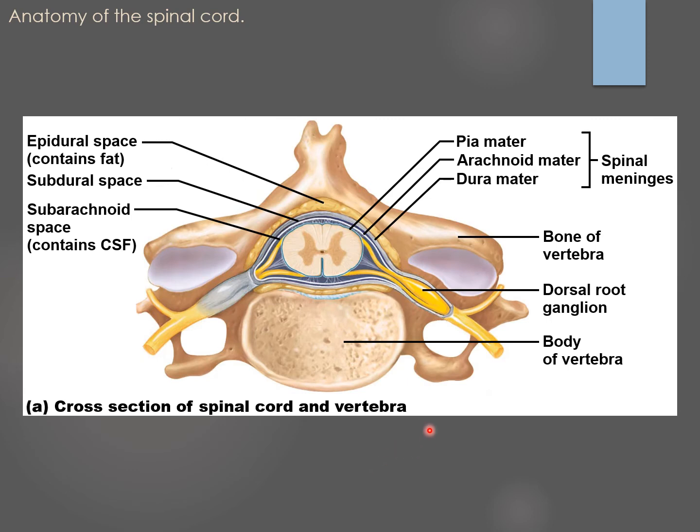Here again is another view. Let's just look at this. Epidural space with the fat and blood vessels. We see the dura mater. We see a little subdural space in this pic, and that's deep to the dura mater. Then we see the arachnoid mater, and then the subarachnoid space, and then the pia mater, which is lining that nerve cord.